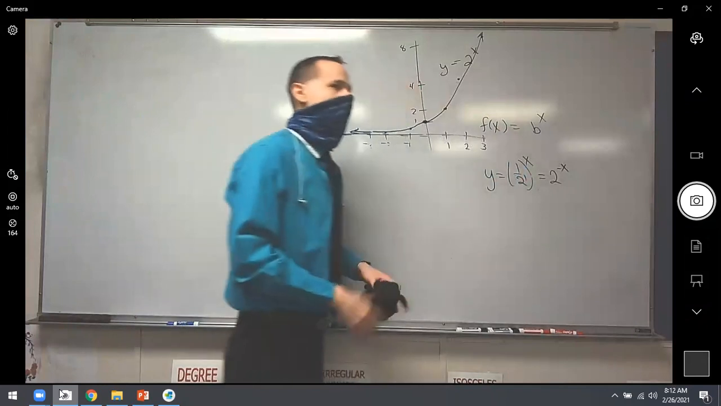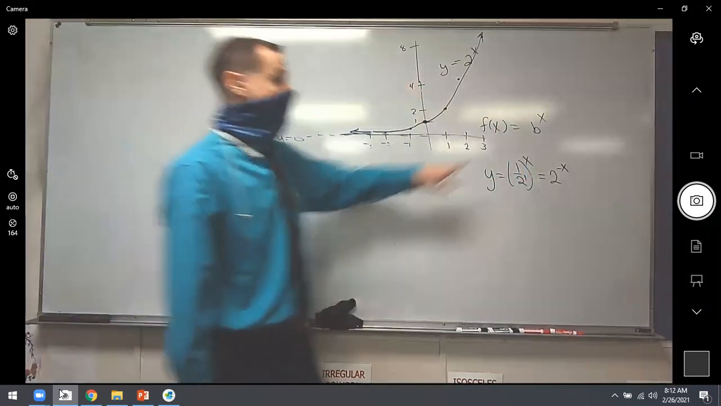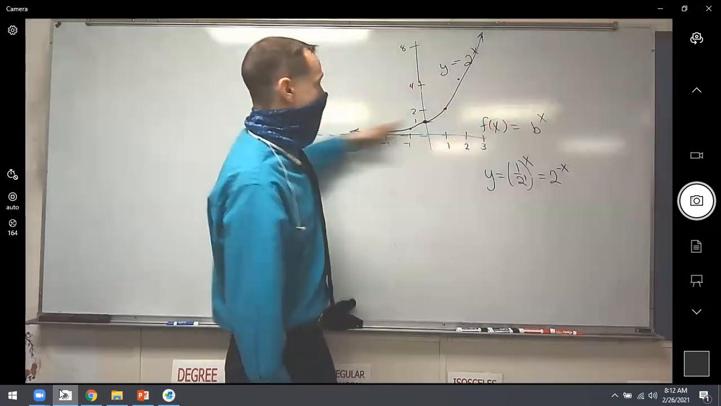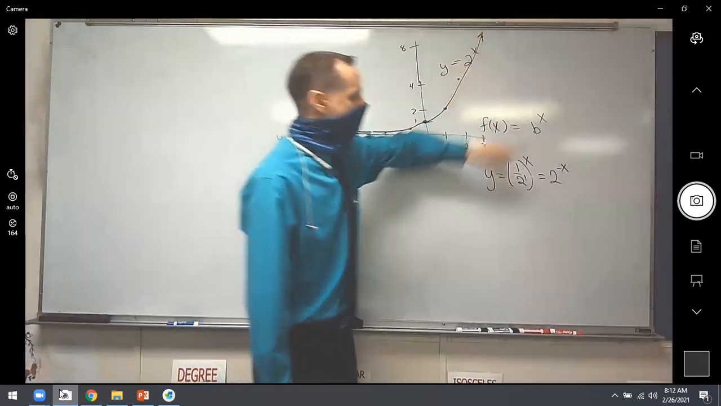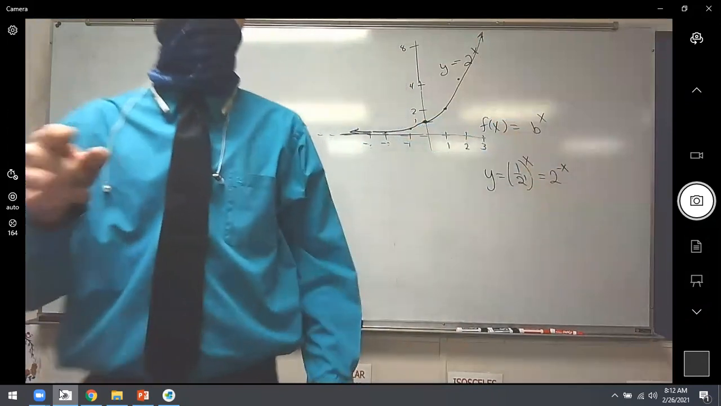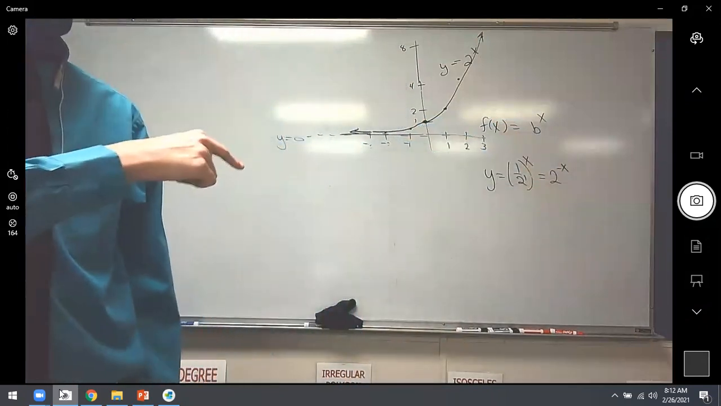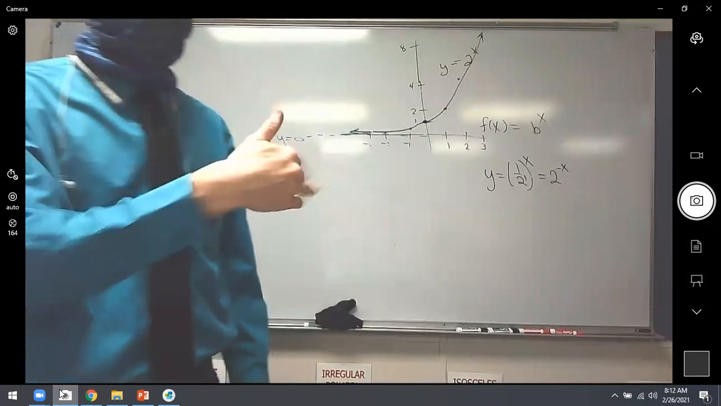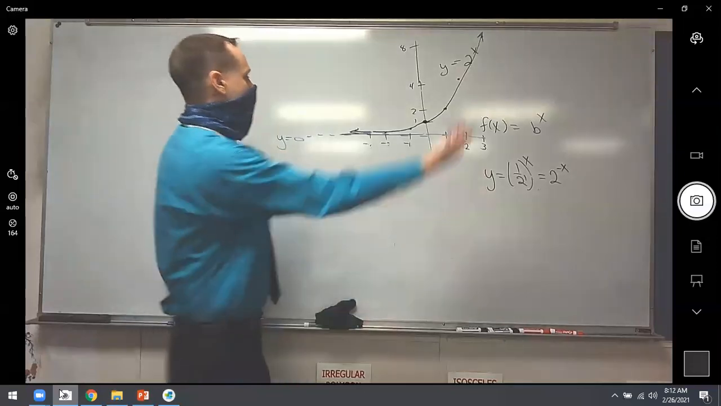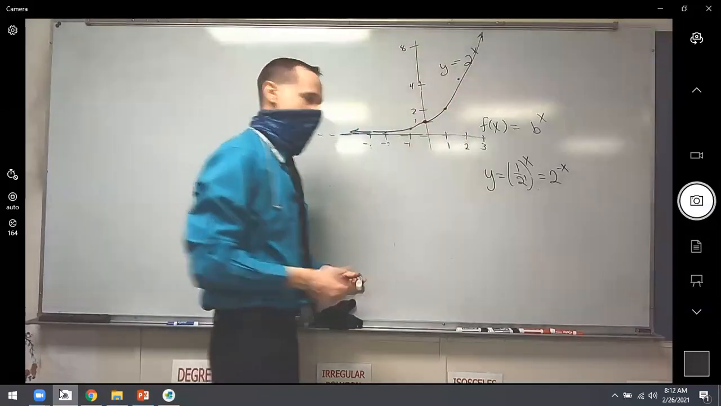What in the heck would that look like? Well, I know what 2 to the x looks like, right? 2 to the x looks like that. What happens when you replace your x's with negative x's? When you do x stuff, you do horizontal stuff, right? And when there's a negative, what's that do? That's a horizontal reflection. So this graph will look exactly like this one, only horizontally flipped.